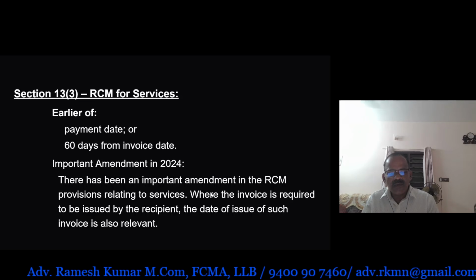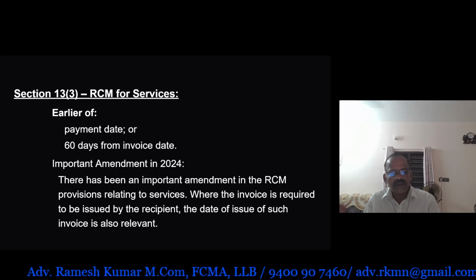Now, let us look at reverse charge in case of service. We already saw what is reverse charge mechanism. Under section 13 subsection 3, the basic rule is to take the earlier of the date of payment and the date immediately following 60 days from the date of invoice in cases to which that invoice rule applies. So unlike supply of goods, where we saw the 30-day period, here we generally see the 60-day period.